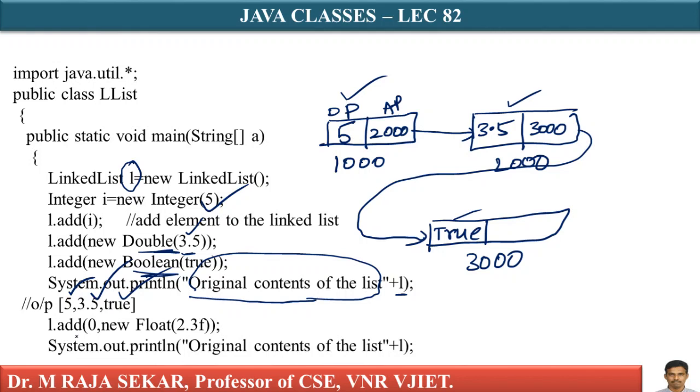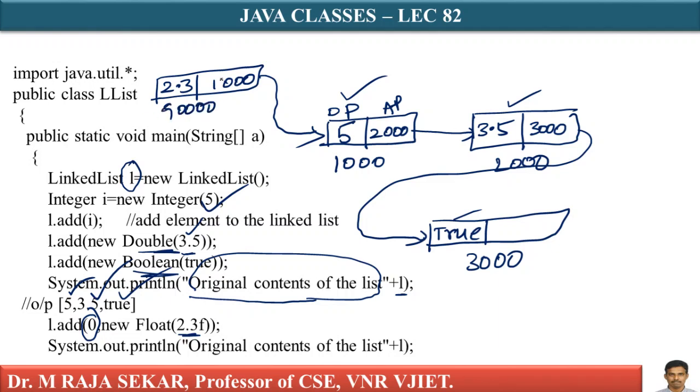l.add(0, new Float(2.3f)). As I told you, a float value must be appended with a small f or capital F. Now I am adding 2.3. For whom am I adding? I am adding at the beginning. 0 means what? The starting position. Therefore, a node will be created in which I will keep 2.3. The address I will keep is 1000. Let me say this address is something like 9000. Let me say some number.